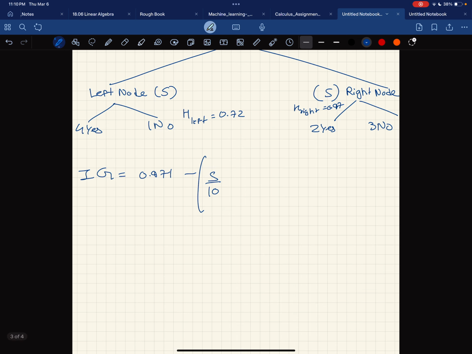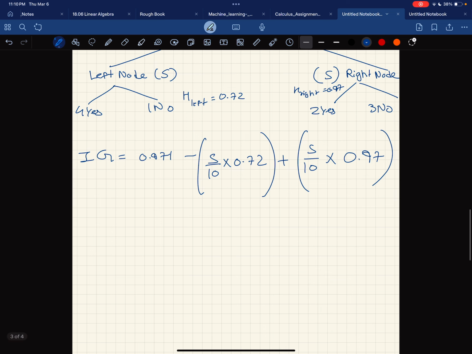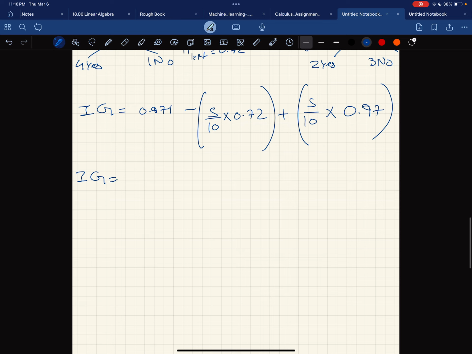So now, dataset of child upon dataset of parent times entropy of that child, which was equal to 0.72, plus dataset of right child upon dataset of parent times entropy of the right child. Calculating this, we will get 0.971 minus 0.845. So the information gain would be equal to 0.126.